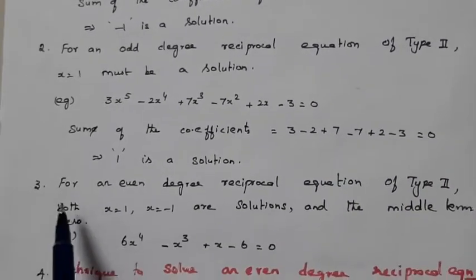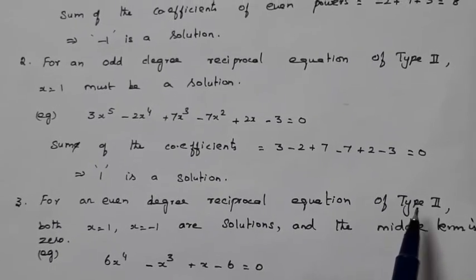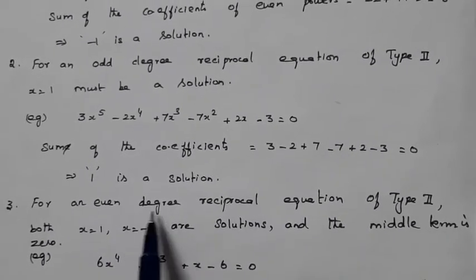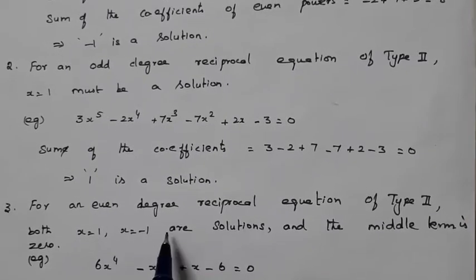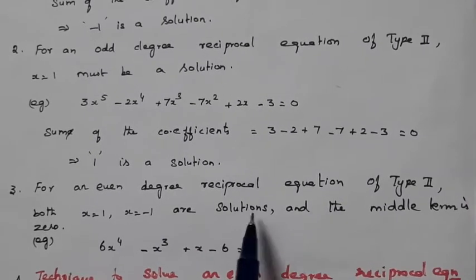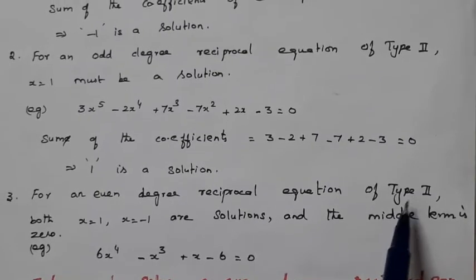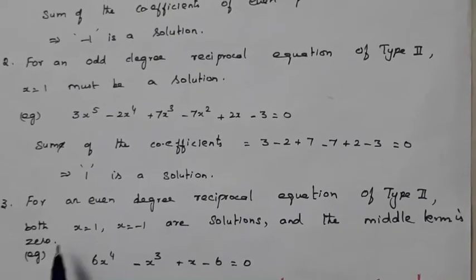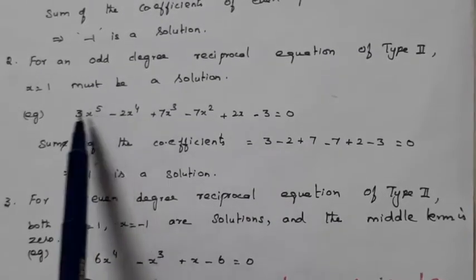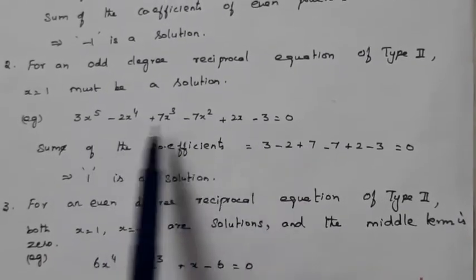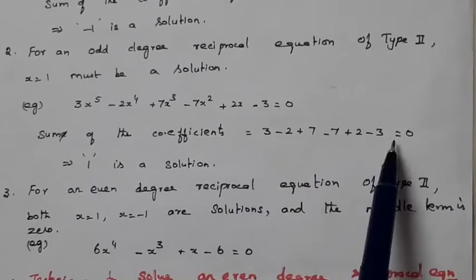So, let us come to the even degree reciprocal equation of type 2. When it is an even degree reciprocal equation, then both x is equal to 1 and minus 1 will be the solutions. And for such an equation of type 2, the middle term will be 0. See here what I said, if it is odd degree, the number of terms will be even, no? So, an even number of terms will be there. So, thereby adding the coefficients, it will be 0.